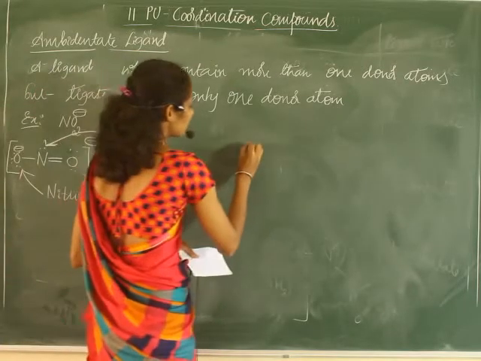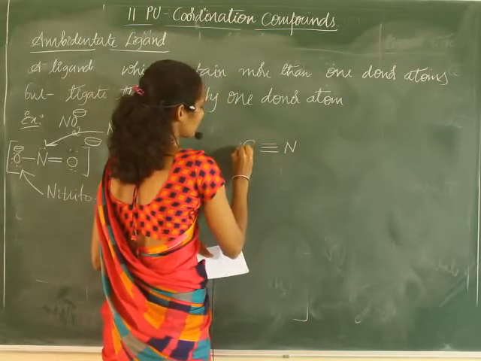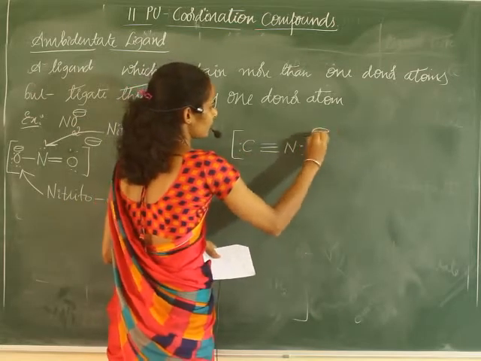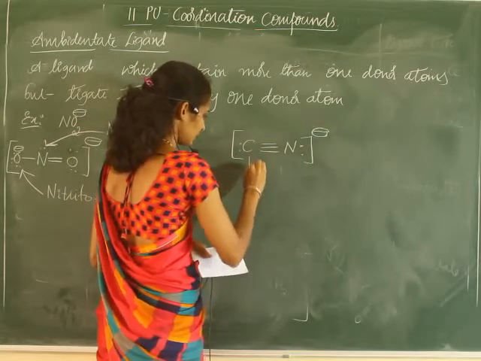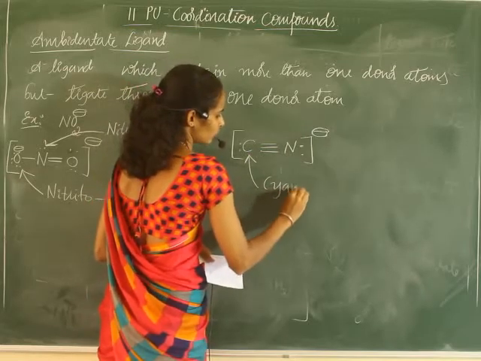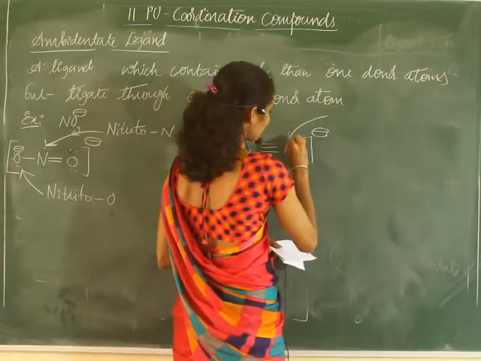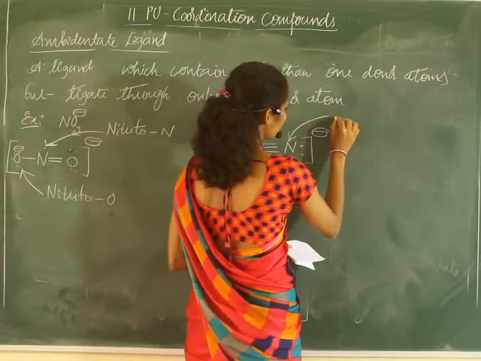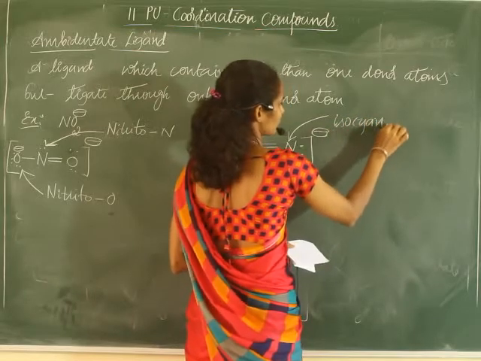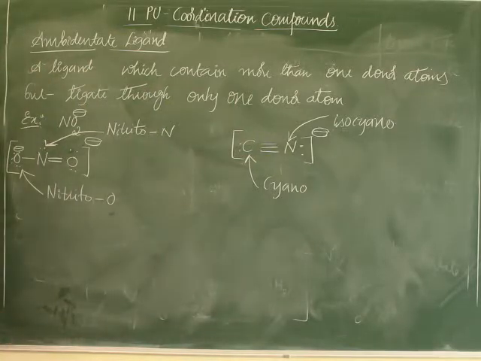one more example is C triple bond N. Here also the same. If it is through the carbon atom, then it is called cyano. And if it is through the nitrogen atom, then it is called isocyano. Right? Isocyano.